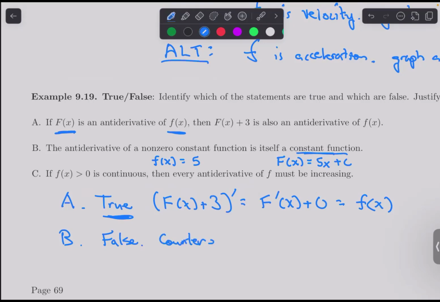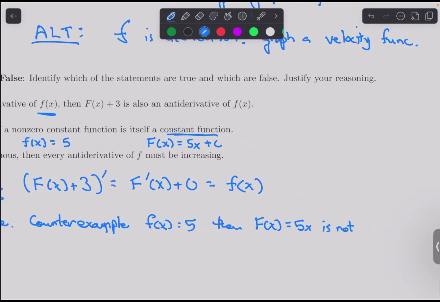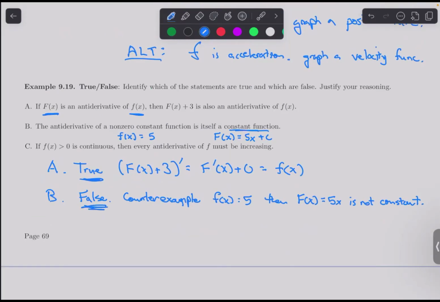So a counterexample is going to be: little f is 5, then capital F is 5x. This will just be an antiderivative, we'll say, and this is not constant. Certainly has constants in it, but it itself is not constant. It's a linear function. If we were to sketch a constant function, it would be just a nice flat line, but a linear function is going to have a positive slope. And so, nope, this one is not a constant function. It's changing with time. So the second one here is false.